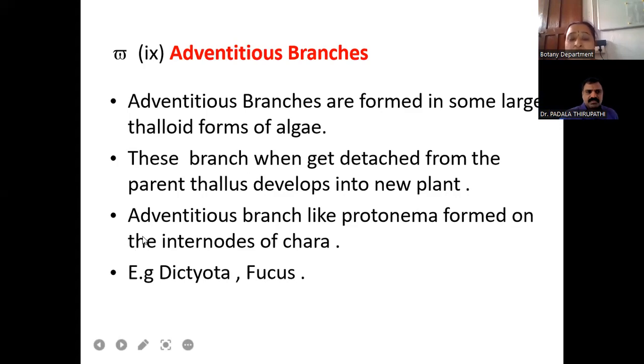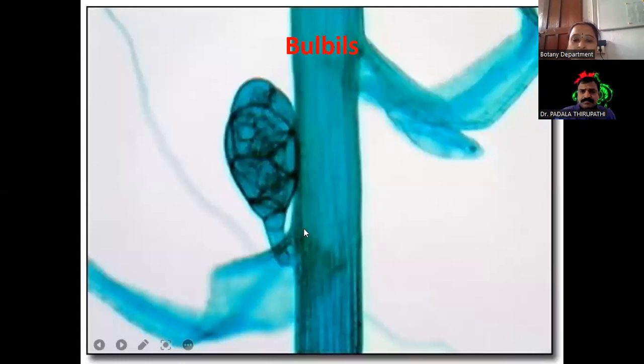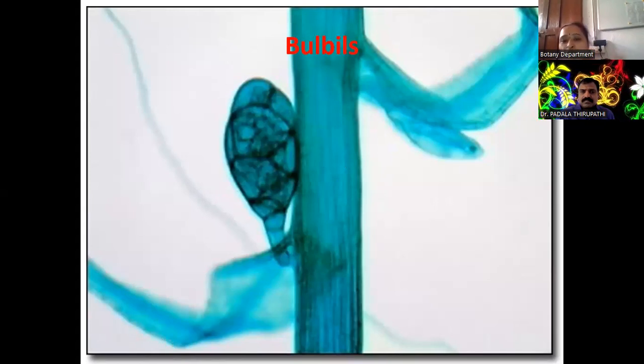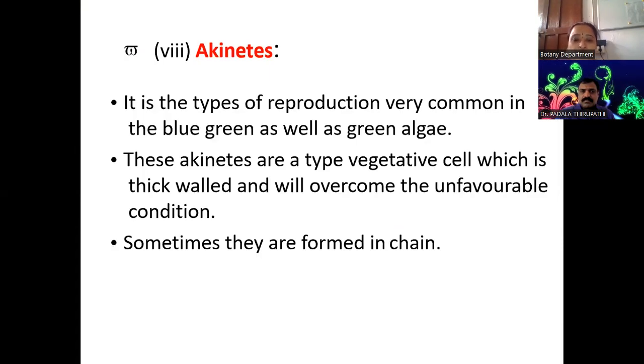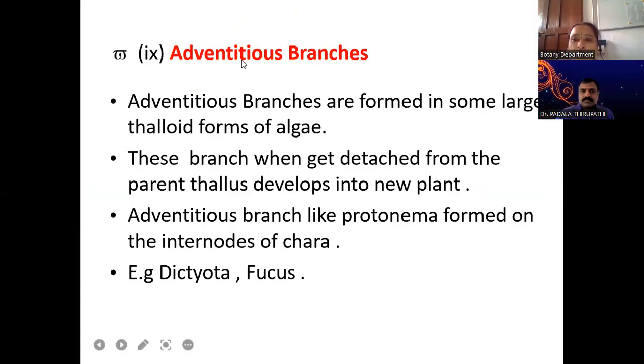Protonema is formed from the internode of Chara. See here, one second. This part is a node. This part is called node. In between is the internode. This internode part is converted into the adventitious type of branches, which is called the protonema. After vegetative reproduction, these protonema develop to form the new Chara plant. That's why adventitious branches like protonema are formed in the internode of Chara.